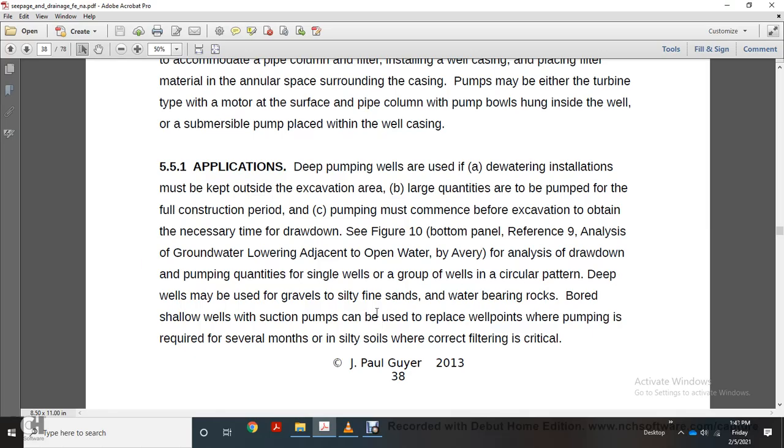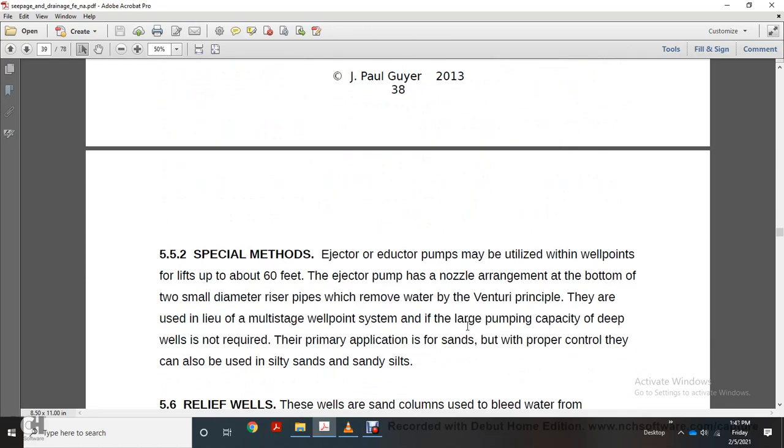Deep wells may be used in gravels, silty sand, and water-bearing rocks. Bored shell wells and suction pumps can be used to replace well points where pumping is required, amongst silty soil where correct filtering is critical.